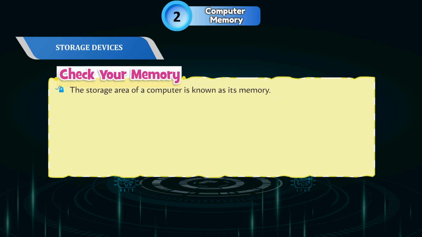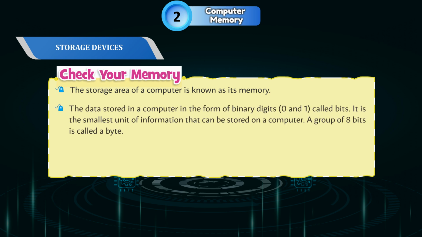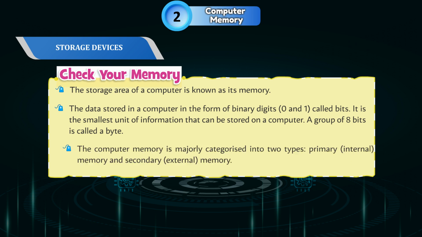Check your memory. The storage area of a computer is known as its memory. The data stored in a computer is in the form of binary digits 0 and 1, called bits. It is the smallest unit of information that can be stored on a computer. A group of 8 bits is called a byte.